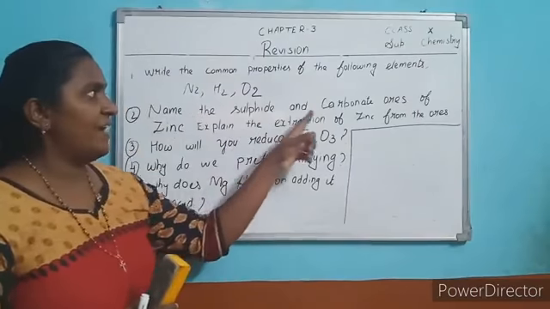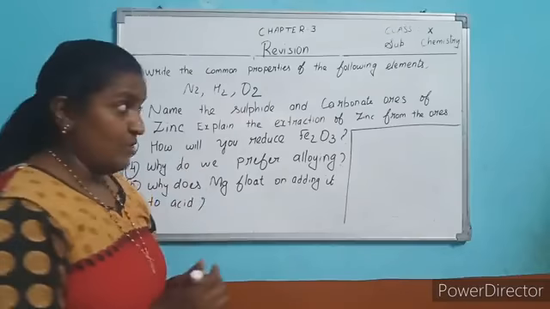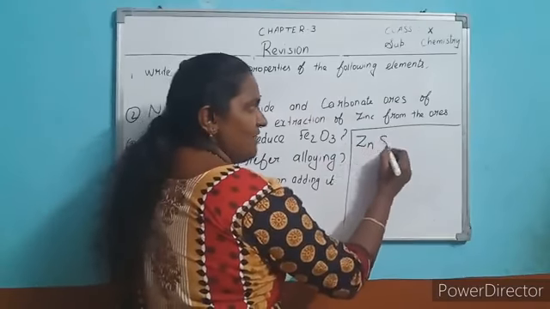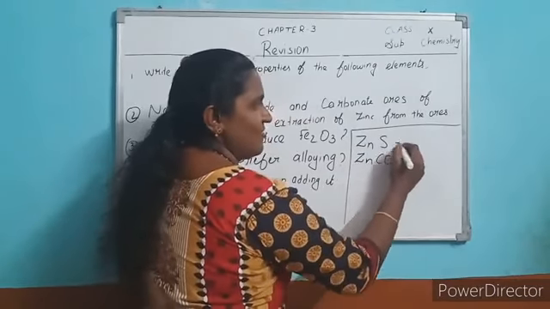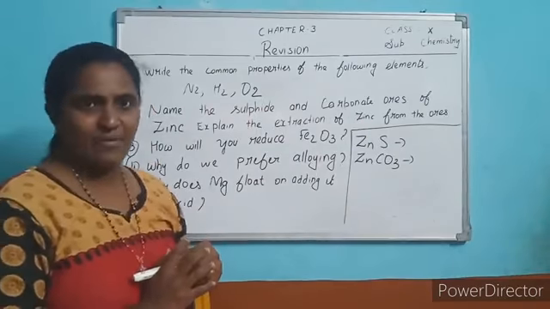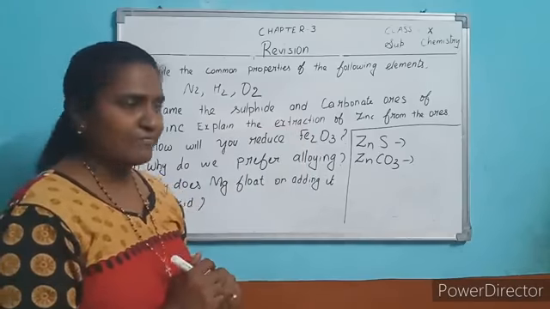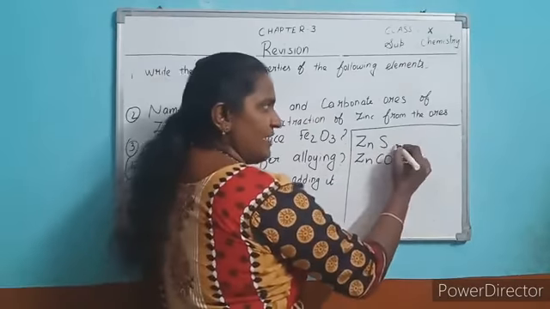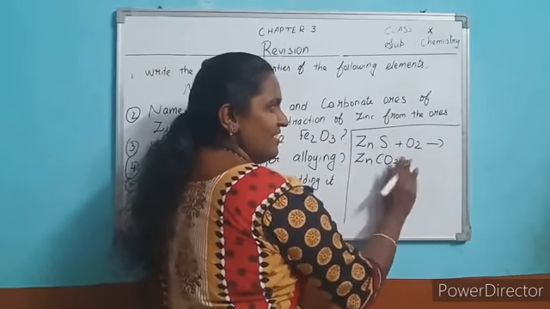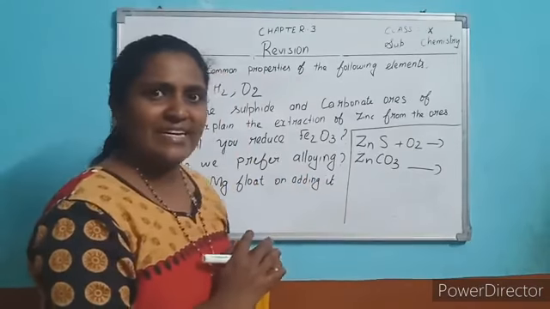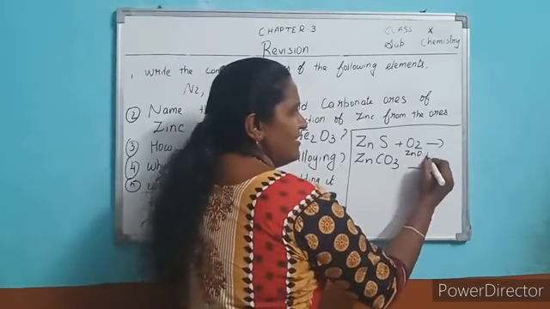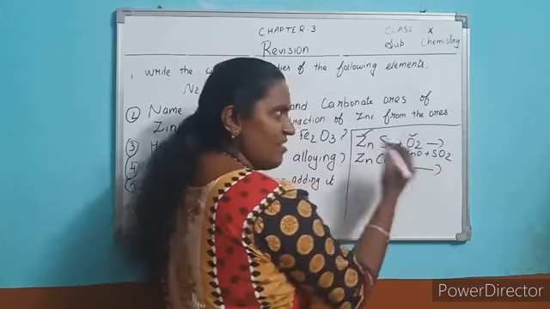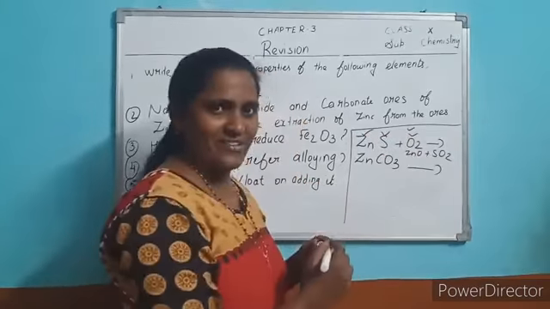Question number 2. Name the sulfide and carbonate ore of zinc. Zinc sulfide is a sulfide ore. Zinc carbonate is a carbonate ore. And you have to explain the whole process. Sulfide ore undergoes roasting. Roasting means heating in the presence of oxygen. So what do you get? Zinc oxide and sulfur dioxide. Zinc with oxygen gives zinc oxide. Sulfur with oxygen gives sulfur dioxide gas.